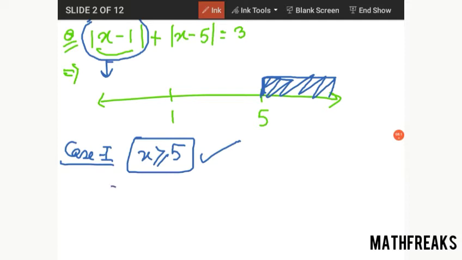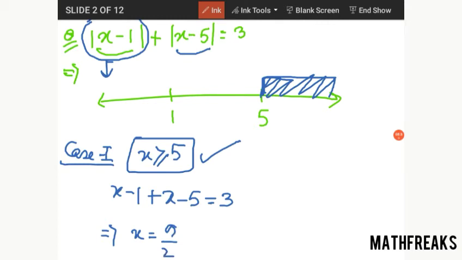That is, we are going to write as it is x minus 1. Now let us come to the second mod, that is x minus 5. Here also, since we have taken x greater than or equal to 5, this mod will also be always positive. So we will open this also without any sign change. So this will be x minus 5 and this will be equal to 3. I'm talking only about case 1 where we have put a condition that x is greater than or equal to 5. So if you solve this one, you are going to get x is equal to 9 by 2, correct?